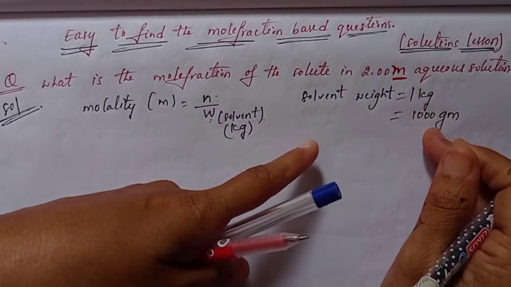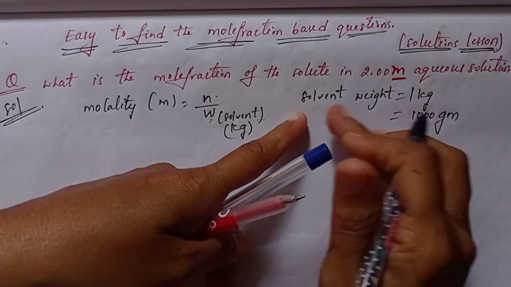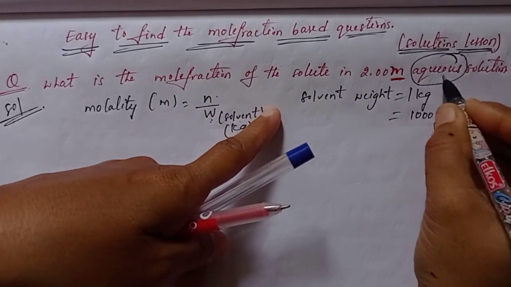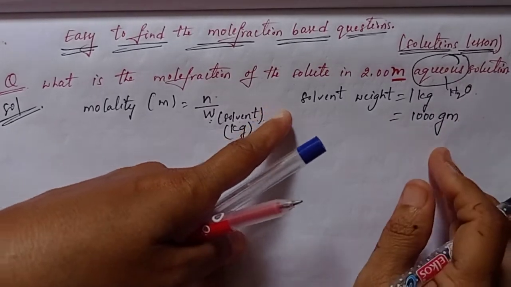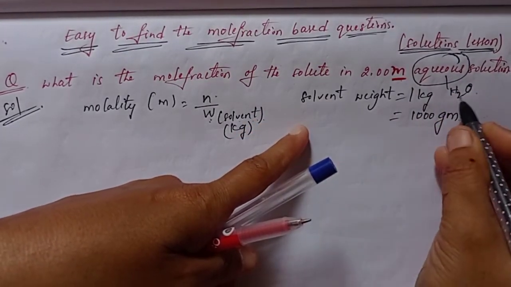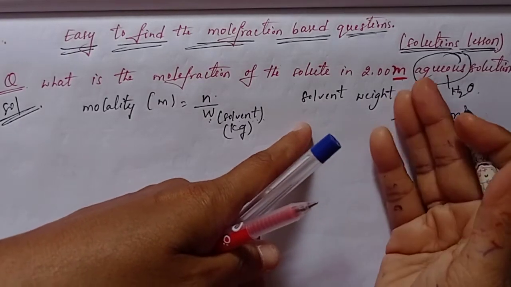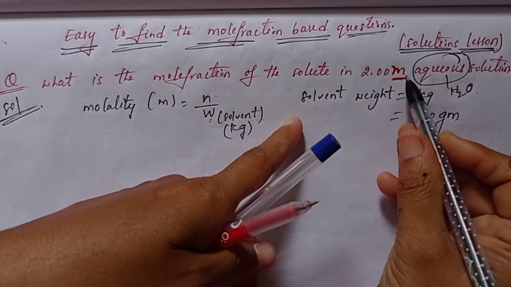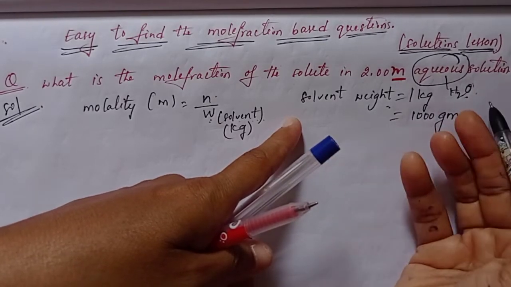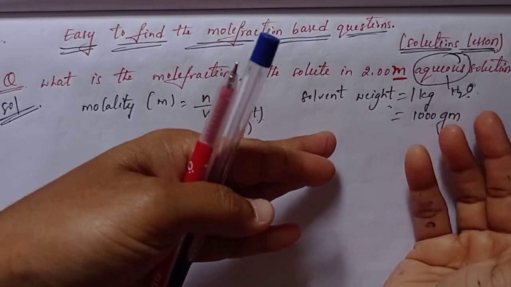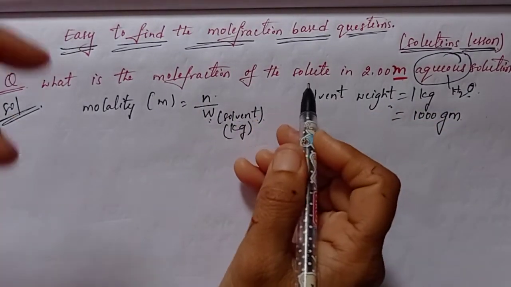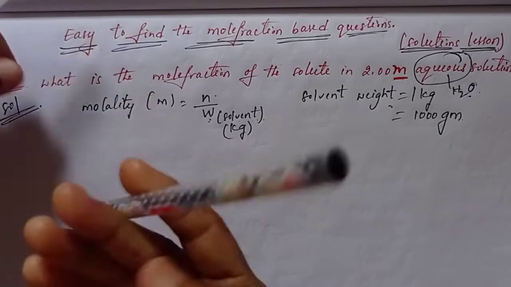Now we know the solvent weight, and what is the solvent? Aqueous solution. Aqueous means water. Clear? So the molecular weight is how much? 18. We know the solvent weight and the solvent molecular weight, so we can find the number of moles of solvent. Are you following? Because we have to find the mole fraction of the solute.